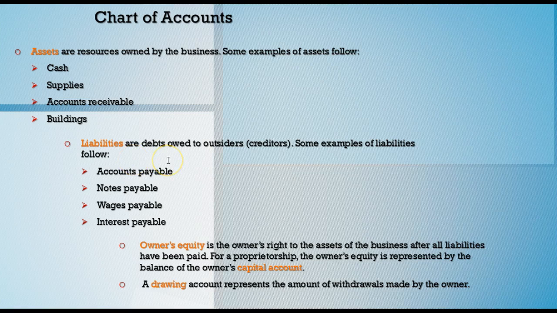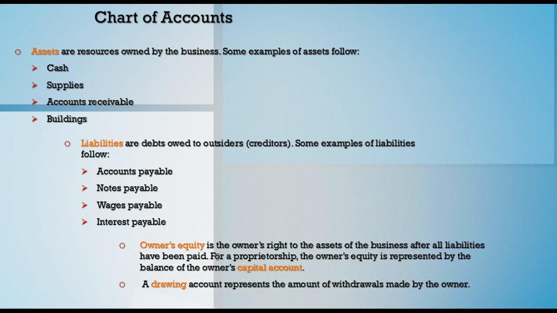Liabilities are debts owed to outsiders, creditors. And examples of liabilities are accounts payable, notes payable, wages payable. Hint, it has payable at the end. Then you have what they call owner's equity, and that is what's left over. If you take the assets minus liabilities, it will give you the owner's equity.